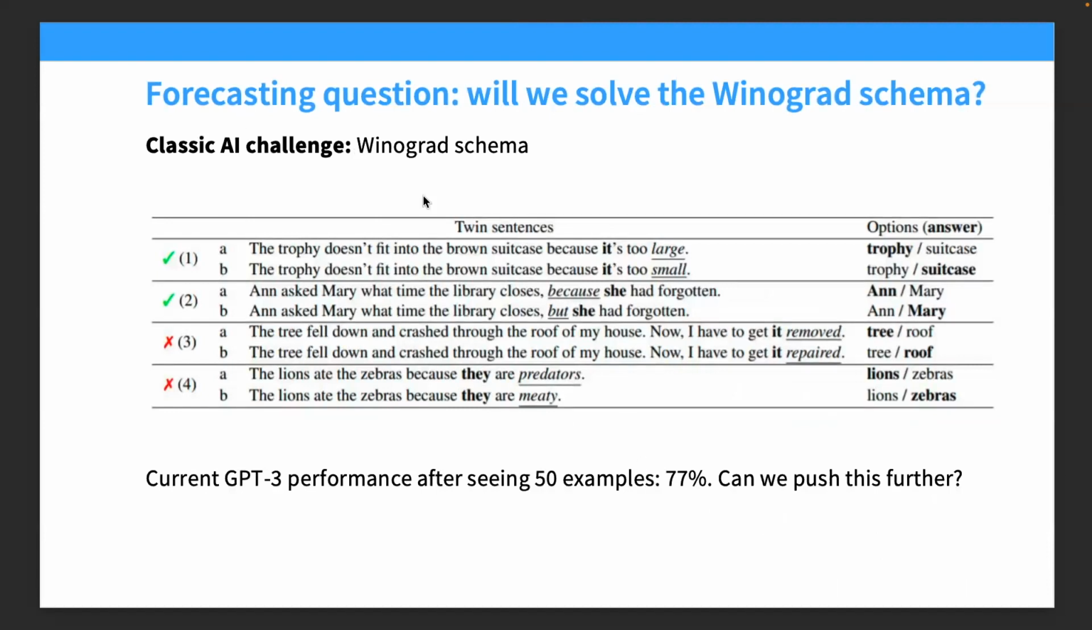This is a classic AI challenge. You are given a pair of sentences, and the sentence says it's too large or it's too small, and then it asks you to predict what "it" refers to, right? For the first sentence, if it says it's too large, then "it" can mean the trophy. Or if it says it's too small, then it means the suitcase, right? So basically it's just predicting what "it" refers to, what "she" refers to, and who "they" are, the zebras or the lions.